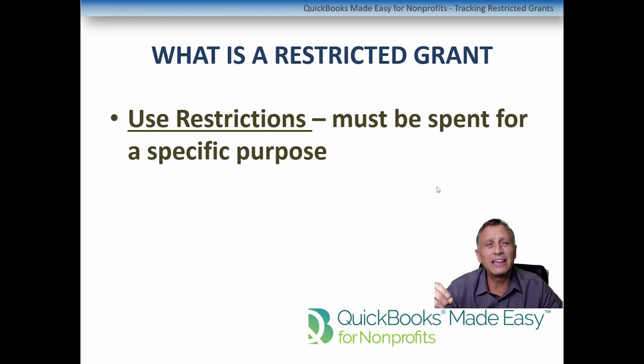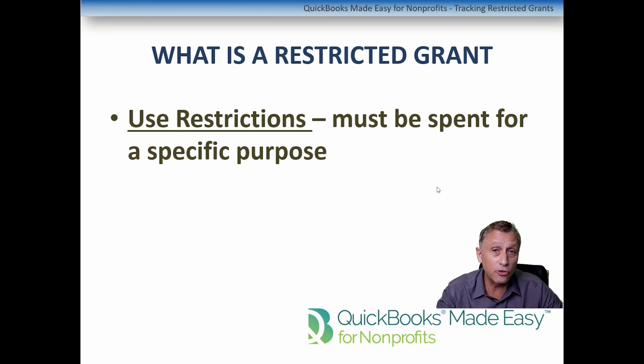This means that they're giving you the money, but you have to spend it in some particular fashion or some particular way. Now, this restriction could be very general, like spend it on the education program. Or it could be very specific, like spend it on the education program, we will pay $10,000 of that person's salary and we'll pay 40% of the rent. It could be very, very specific. So those are called use restrictions because they're restricted in terms of how you can spend it.